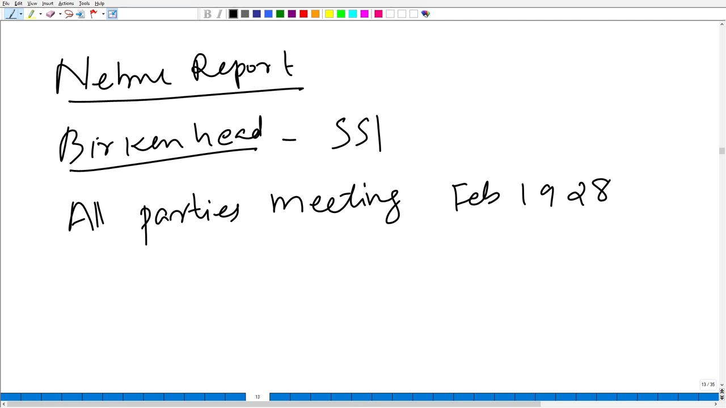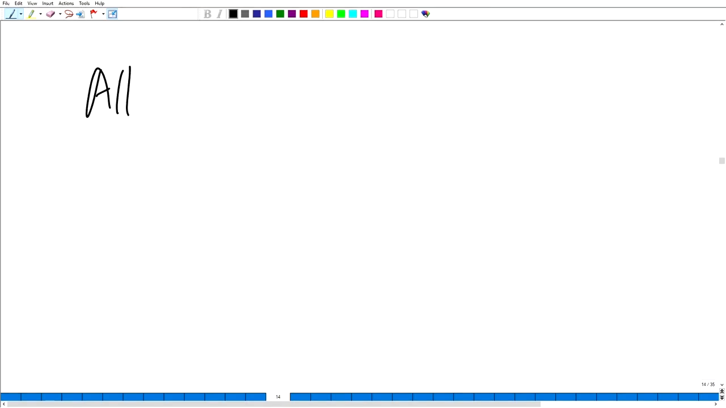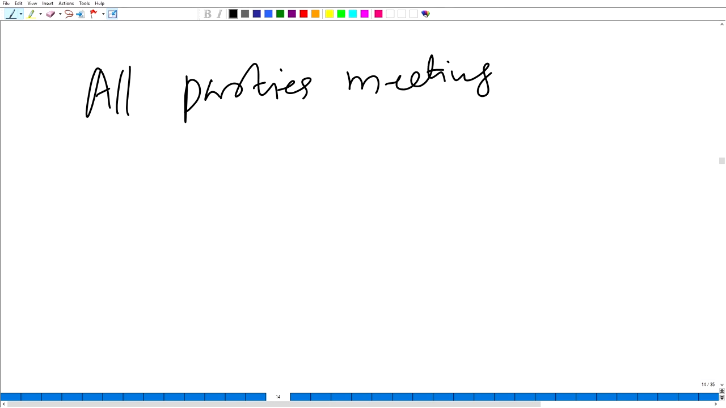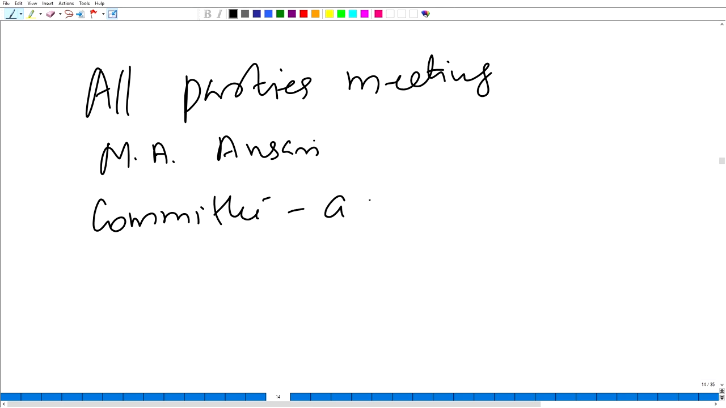In response to the challenge made by Lord Birkenhead that Indians could not unanimously prepare a constitution, all parties met together at a conference in February 1928. This all parties meeting was presided over by M.A. Ansari. At the all party meeting, headed by M.A. Ansari, it was decided to appoint a committee to prepare a new constitution for India.